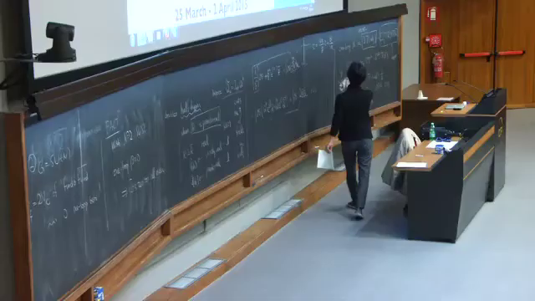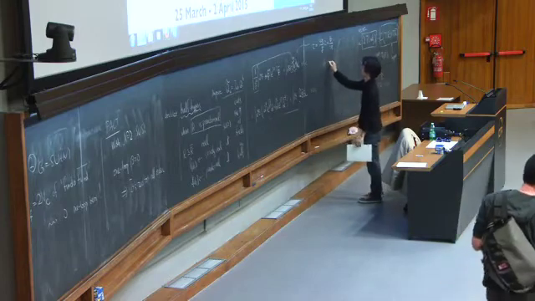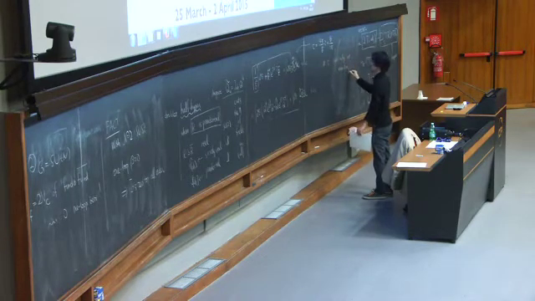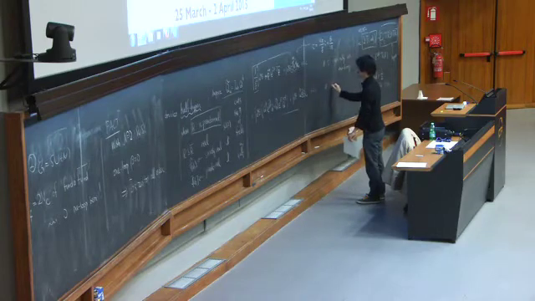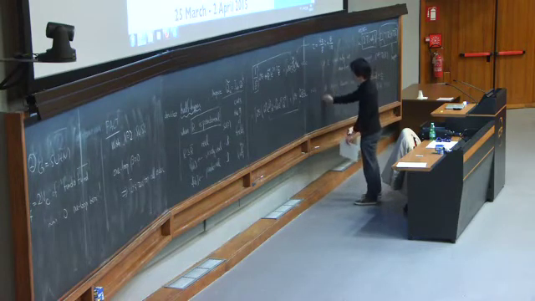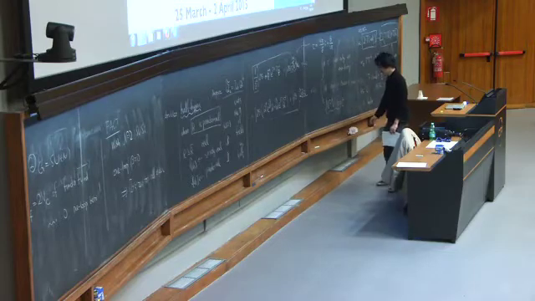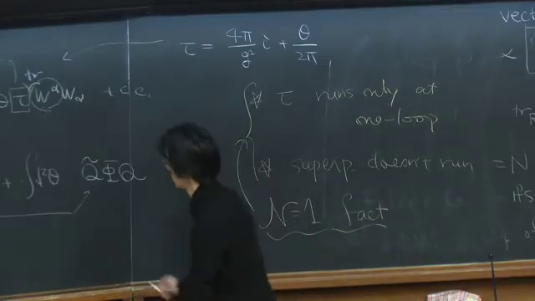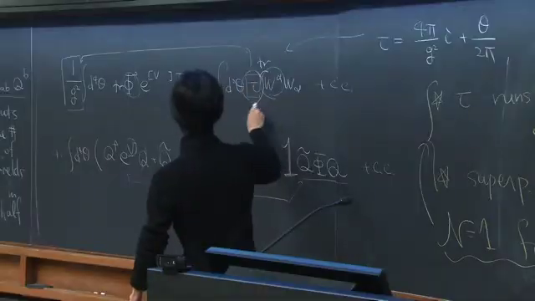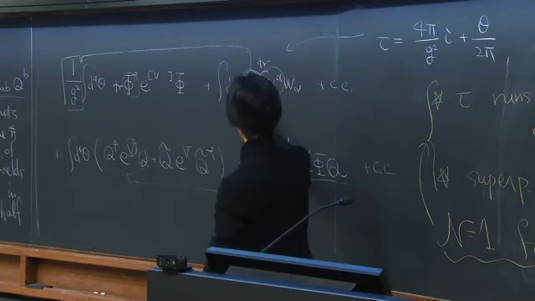I guess I should write it. Tau runs only at one loop, and the superpotential doesn't run. This is a generic N=1 fact that can be learned in any modern textbook on supersymmetry. So this is a superpotential term, so this coefficient 1 doesn't run. And this coefficient tau only runs at one loop. But we are now assuming that there's no one-loop running of tau, so this doesn't run either.